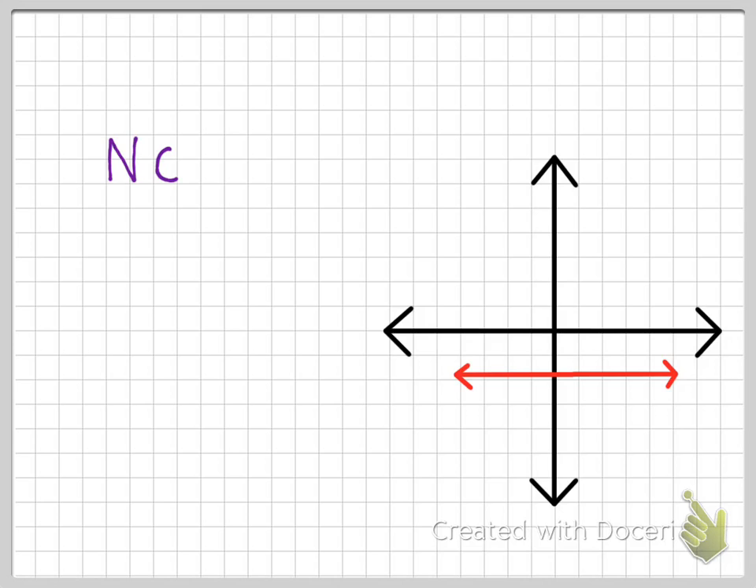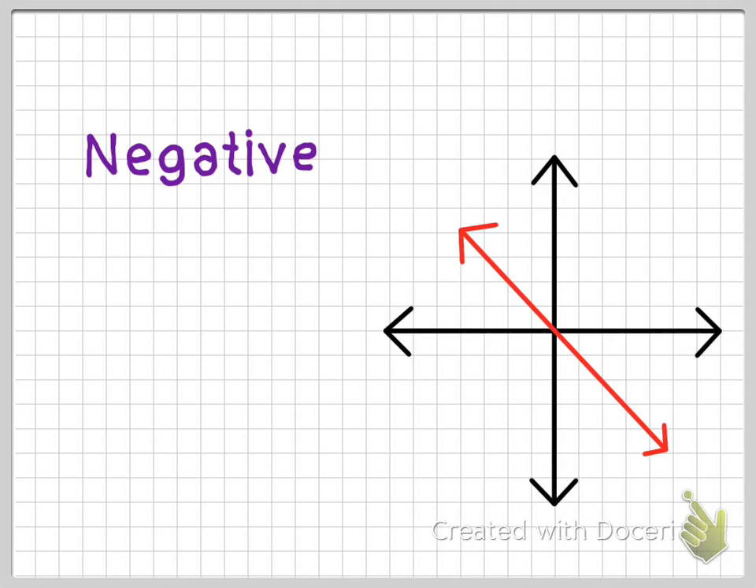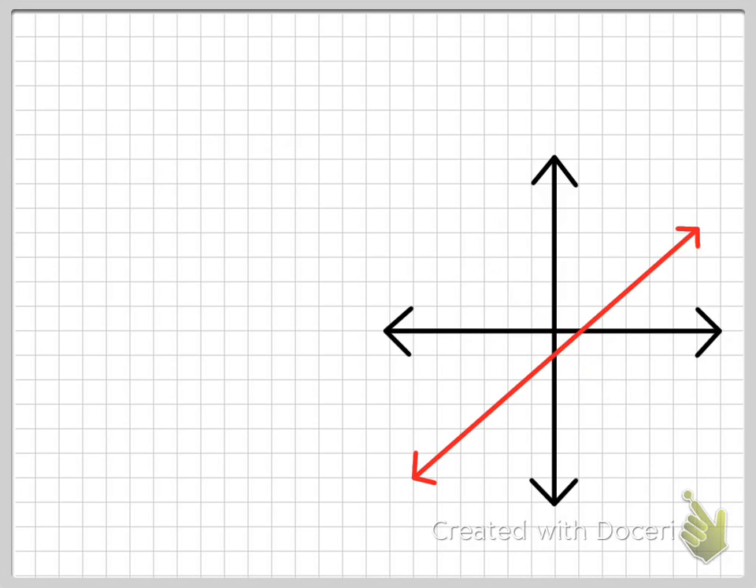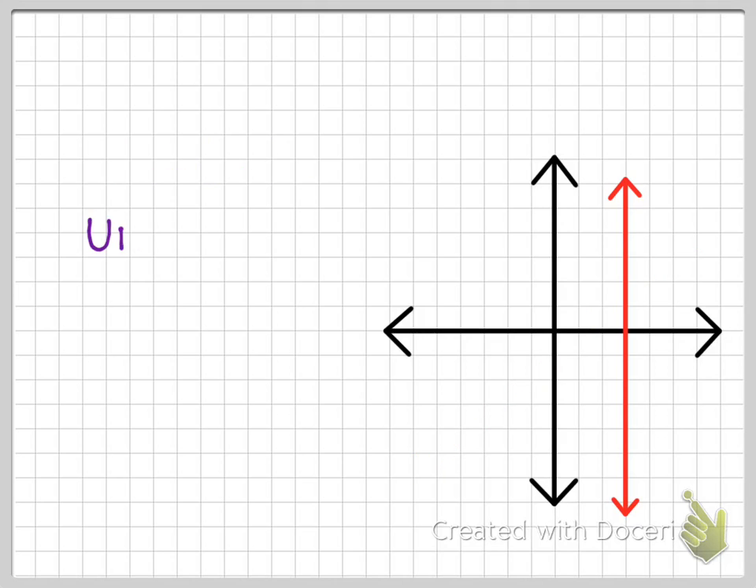If you said none, you are correct. Let's look at another one. This is an example of a negative slope. Remember, negative goes down and to the right. This is an example of a positive slope. Positive goes up and to the right. And the last type of slope is undefined. Undefined simply goes straight up and down.